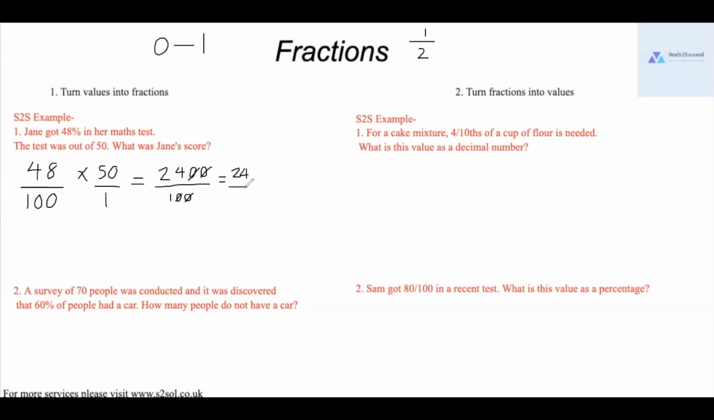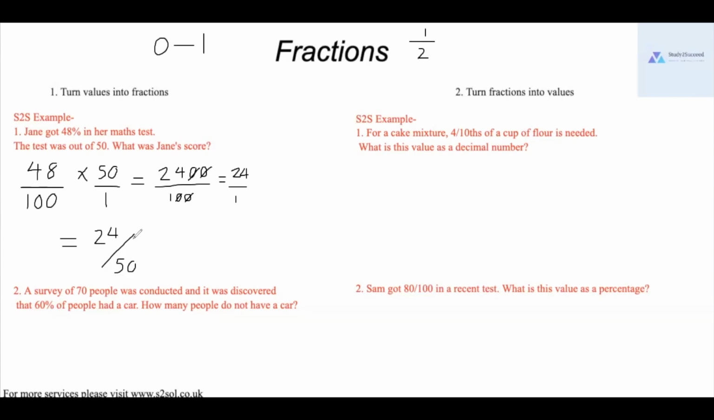Even though this is a fraction, it is not our answer. Remember, what we've been doing is we've calculated what 48% of 50 is. This represents Jane's score. So Jane's overall score is 24 out of 50. And that is her score in fractional form. Let's move on to the next example.